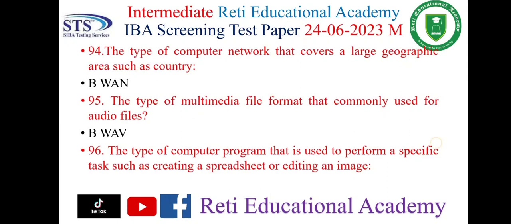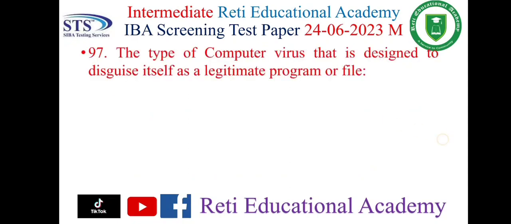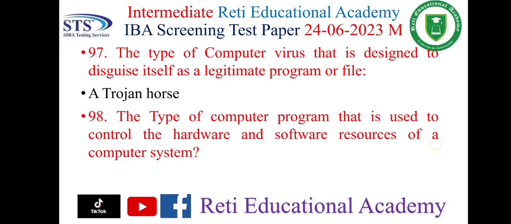Question number 96. The type of computer program that is used to perform a specific task such as creating a spreadsheet or editing an image. And the correct answer is C. Application software. Question number 97. The type of computer virus that is designed to disguise itself as a legitimate program or file. And the correct answer is A. Trojan horse.